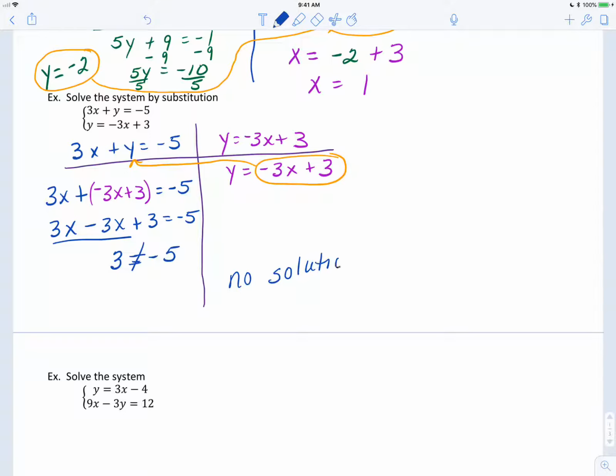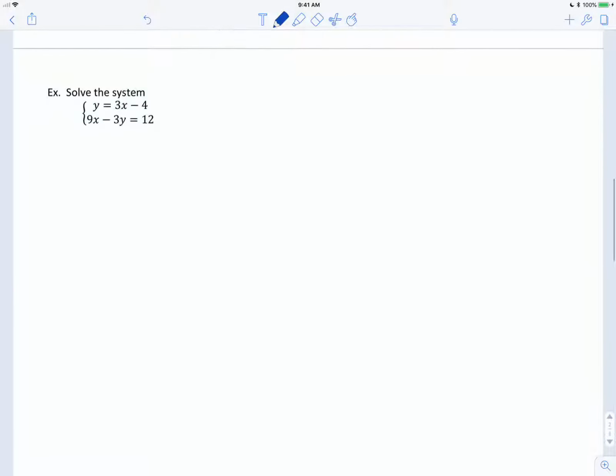So what does that tell you about these two lines if they have no solutions? What kind of lines are they? If you said parallel, you are correct. So they are parallel lines, so they are never going to cross. So therefore the answer is no solution. So good job if you figured that one out.